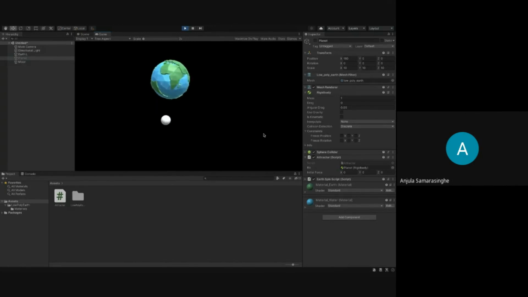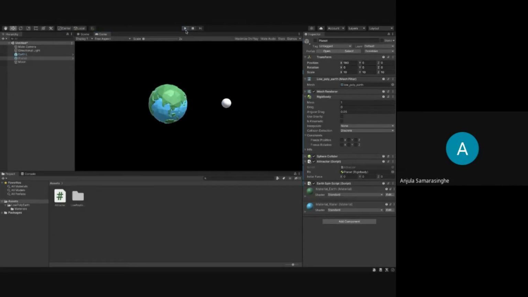So this is a small simulation that I created to play with the law of universal gravitation. This project will be linked below. Use the code to play around and get an idea about this gravitational law. You can add multiple planets, or you can try it with different objects.